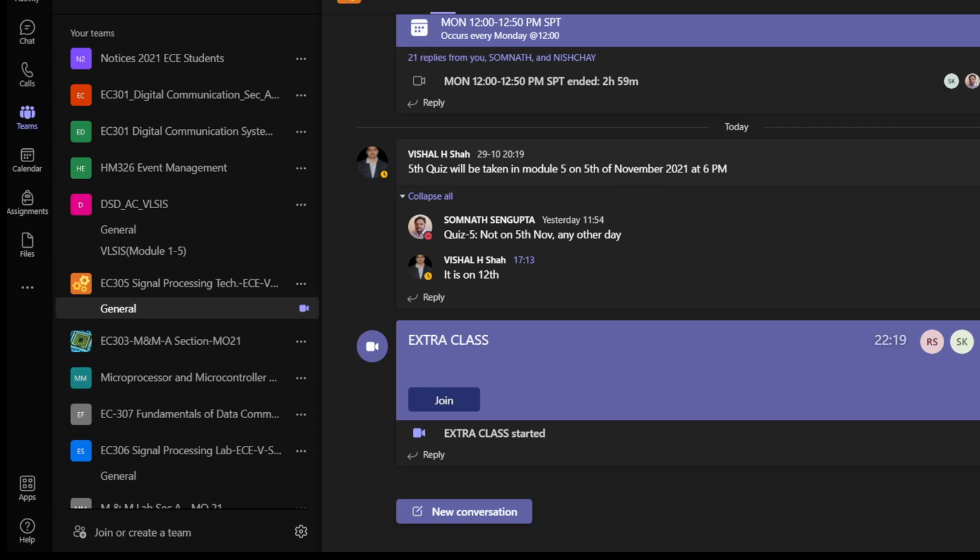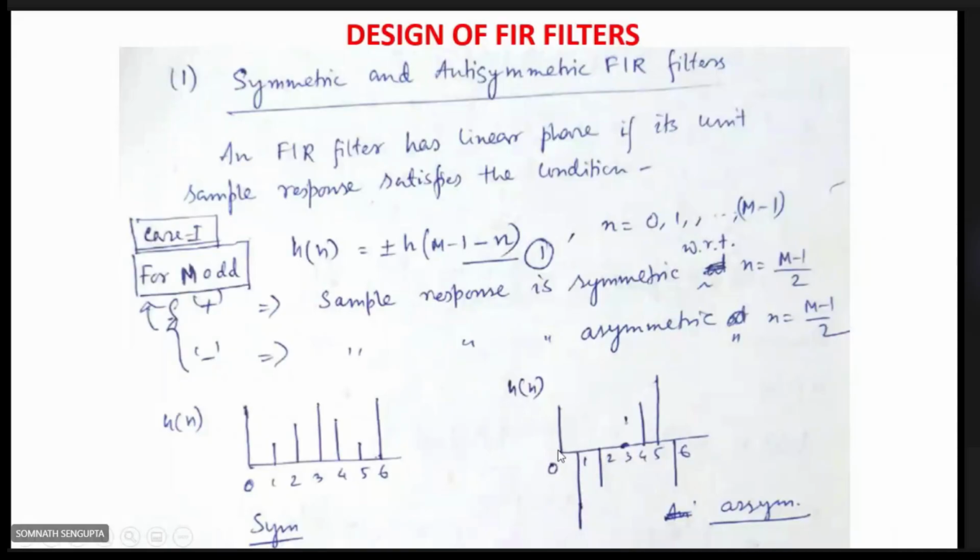h of 1 is equal to minus h of 6. H of 1 is equal to minus h of 6. Then h of 0, no, h of 0 is minus h of 6. H of 1 is minus h of 5. Okay. So this way it continues for the asymmetric case.